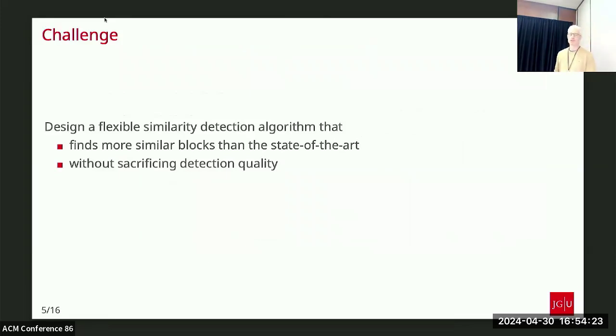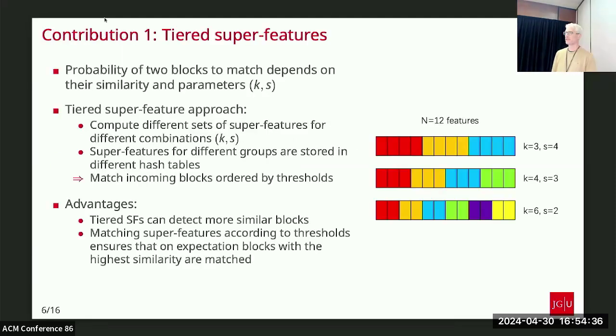What is now our approach? We want to design a flexible similarity detection algorithm that finds more similar blocks than the state of the art without sacrificing the detection quality. How do we do this? We do a tiered approach. And just believe me, all approaches at the moment use n features, and n is 12, and 12 is a fixed number for reasons I don't discuss here.